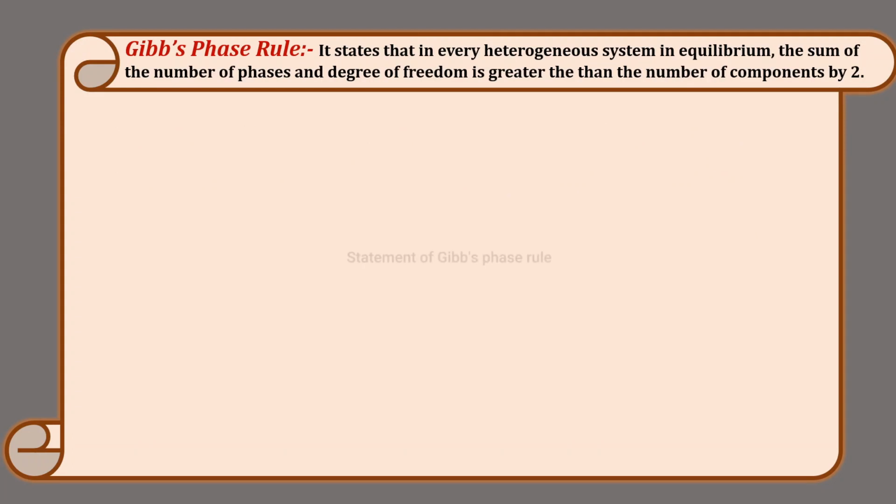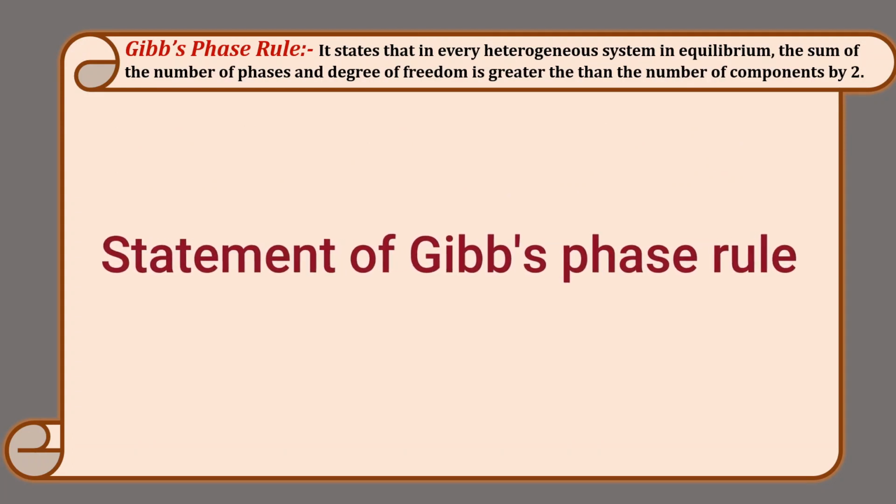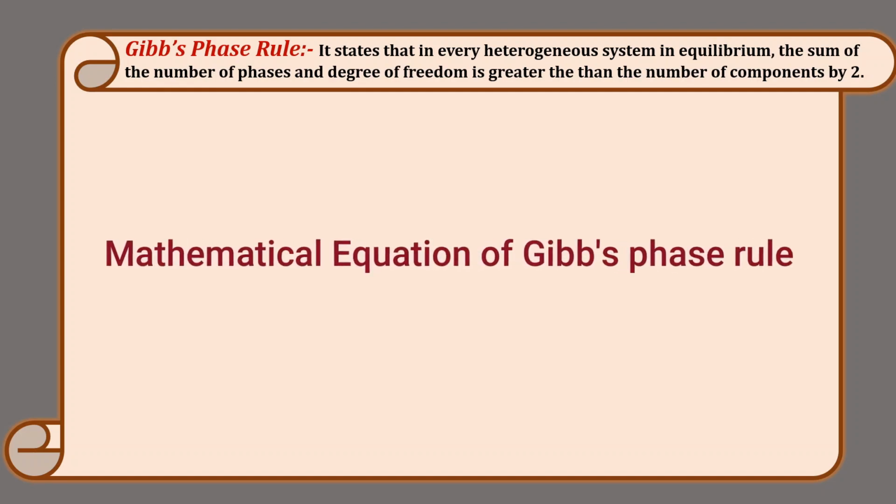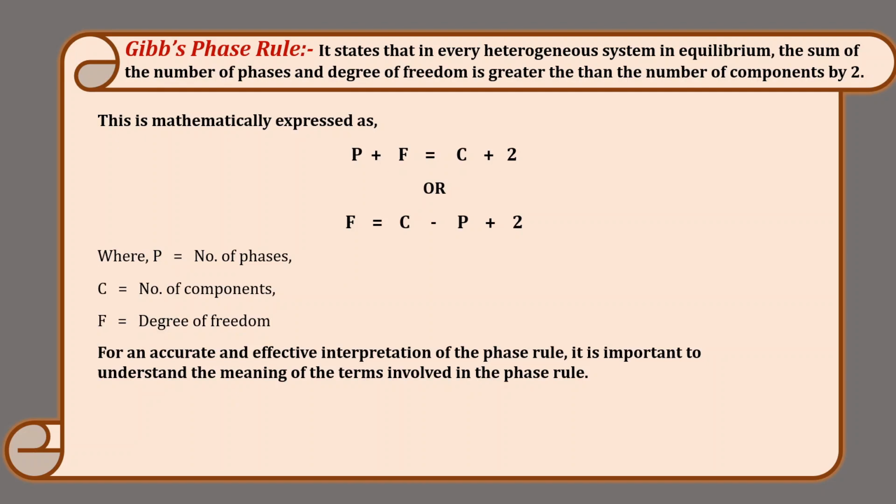Now I am going to the next point, the important Gibbs phase rule. Basically, the Gibbs phase rule states that in every heterogeneous system in equilibrium, the sum of the number of phases and degrees of freedom is greater than the number of components by 2. That is the statement of the Gibbs phase rule, which is expressed mathematically as P plus F is equal to C plus 2, or in a simple way, F is equal to C minus P plus 2. So this is the mathematical equation for the Gibbs phase rule.